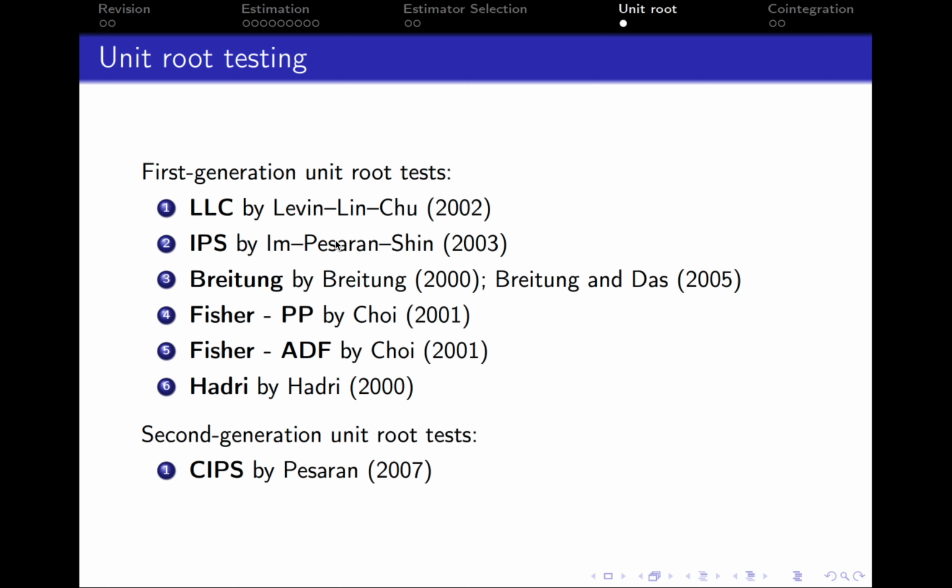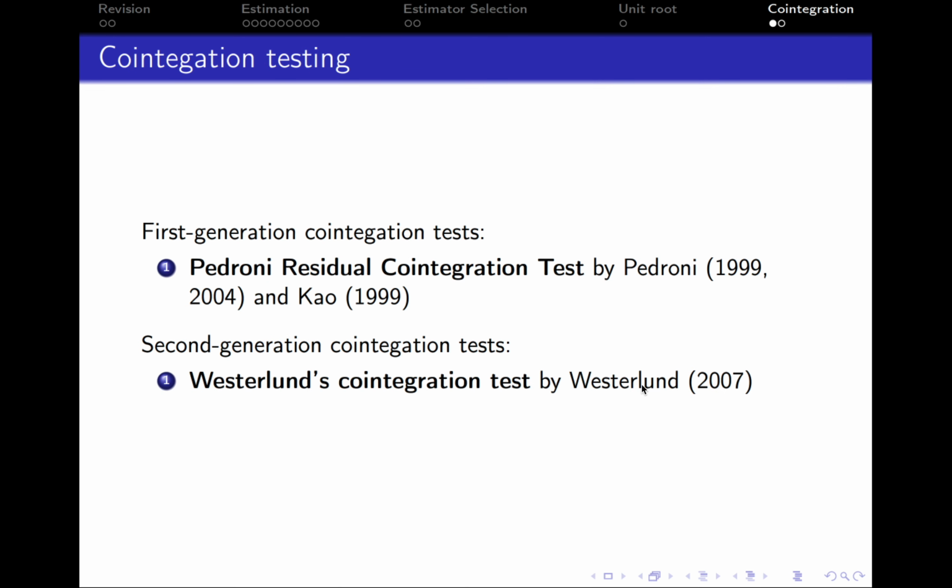But I think it's always good to start with some simple things. So if you learn how to apply these 6 tests, that will be for now more than enough. And we know that after we've checked for unit root and after we have found that our variables are non-stationary, we should also check for cointegration.